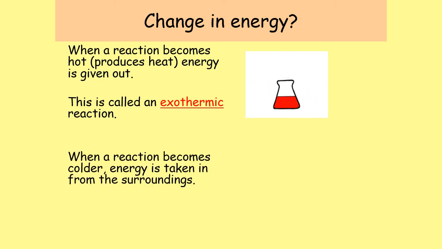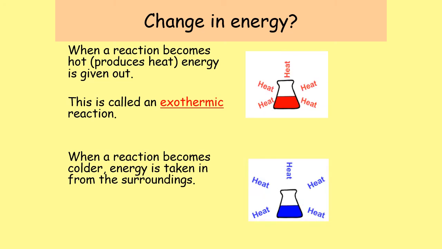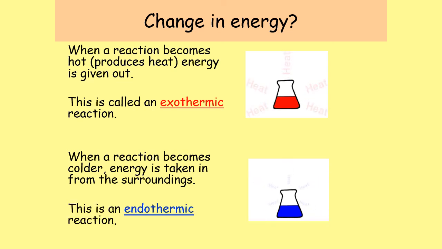When a reaction becomes colder, it's taking energy from the surroundings and putting it into itself. So it's absorbing heat from the surroundings. It's taking heat in. Hopefully you can see between those two diagrams that the word heat in the top one, the red one, is moving away from the beaker, whereas in the bottom diagram the word heat is coming into the beaker. Whenever a reaction is getting cold, it's absorbing heat from its surroundings, and that is called endothermic. Endo means inside, so the heat is going inside.